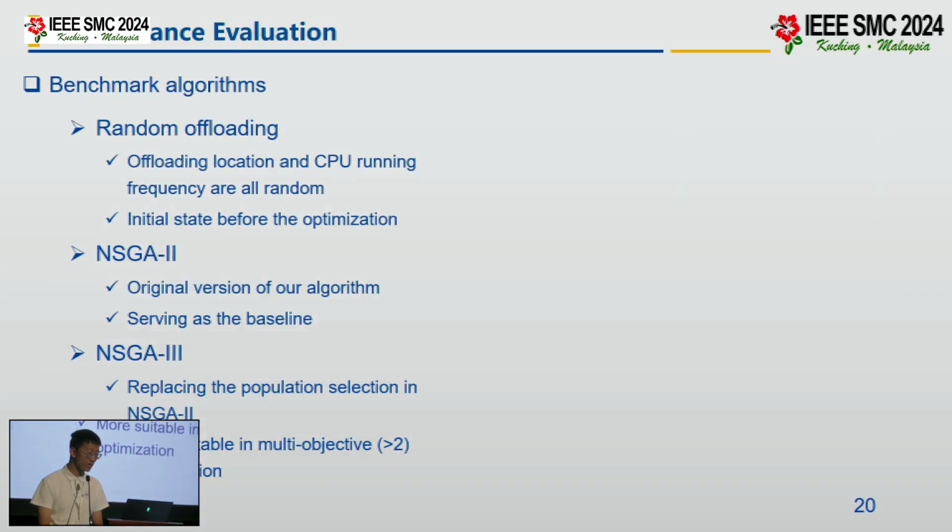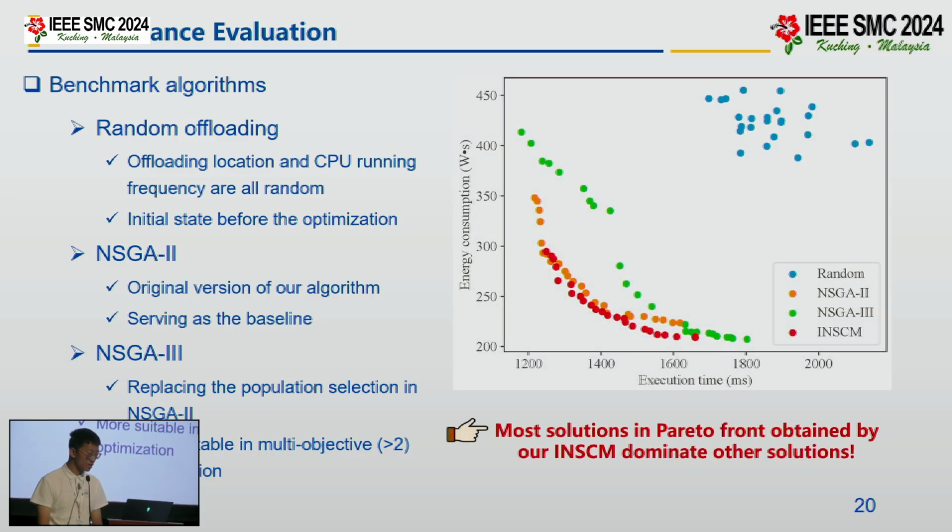Okay, here comes the performance evaluation. Here we compare our algorithm with three benchmark algorithms. They are random offloading, the initial state before the optimization starts, the second is NSGA-II, which is the original version of our algorithm, and NSGA-III. We drew the Pareto fronts obtained by them. So you can see in the slides, the red dots represent our algorithm's solutions. It dominates other solutions, which can verify the effectiveness of our algorithm.